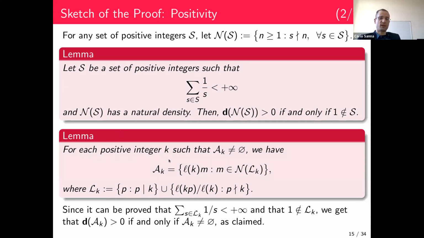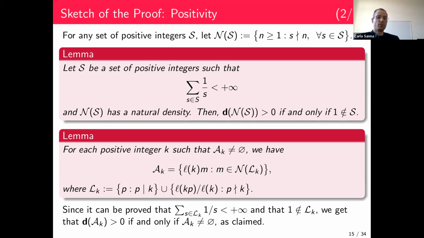For each positive integer k such that the fiber is non-empty, we have that the fiber is given by the natural numbers of the form L_k times m, where m is not a multiple of any of the elements of this set, big L sub k, which is given by the prime factors of k and then some other numbers depending on L. It is an infinite set. So essentially the fibers are closely related to a set of non-multiples.